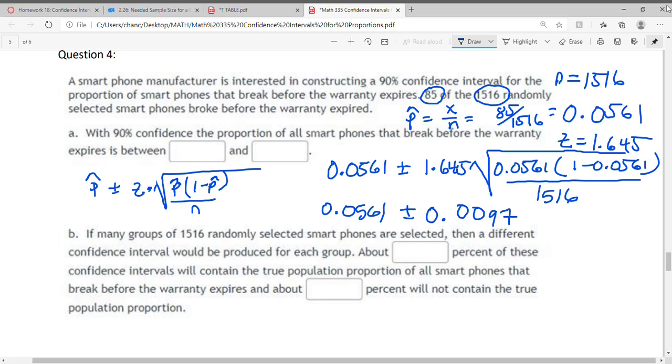So for the first one, take 0.0561 and then subtract 0.0097. This gives me a lower limit of 0.0464, and then we'll do it again, but this time use addition. Take 0.0561 plus 0.0097. This will give you an upper limit of 0.0658. So we're 90% confident that the proportion of all smartphones that break before the warranty expires is between 0.0464 and 0.0658.